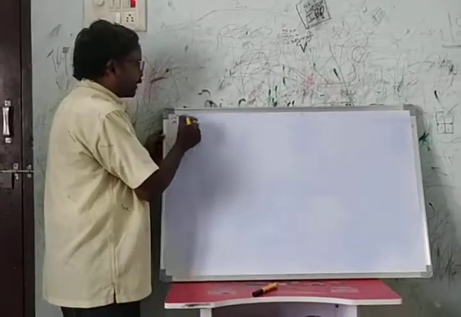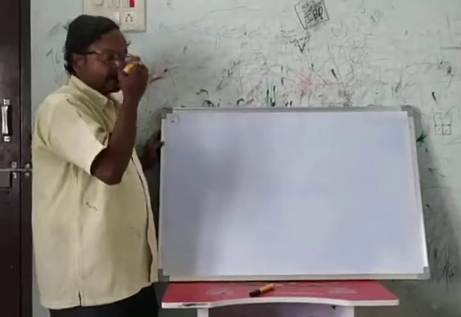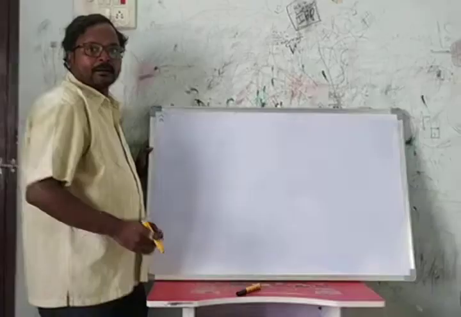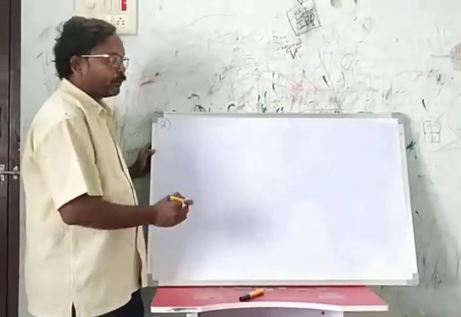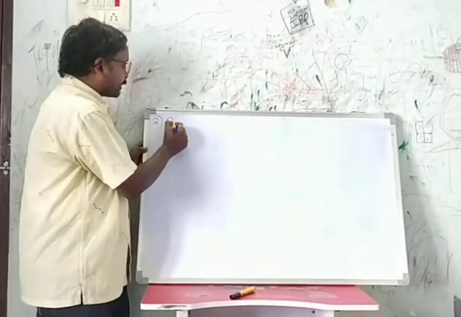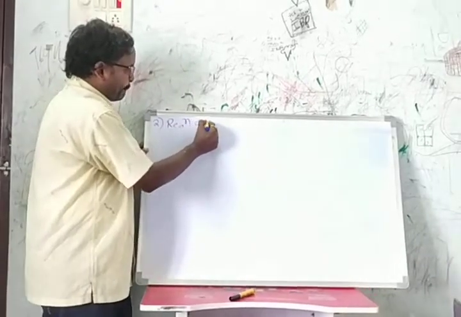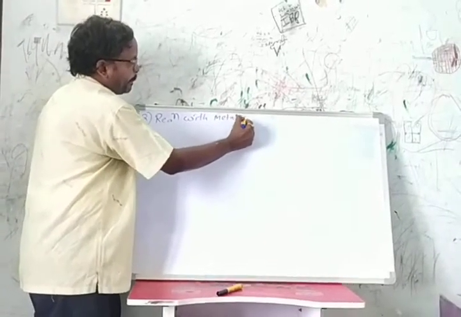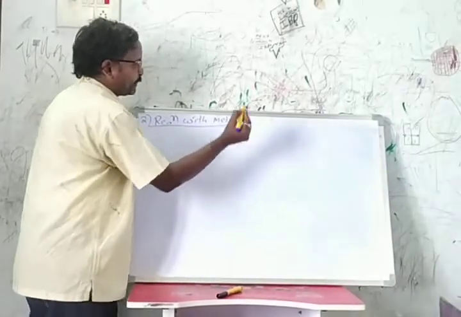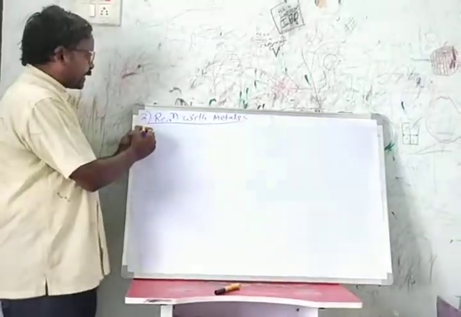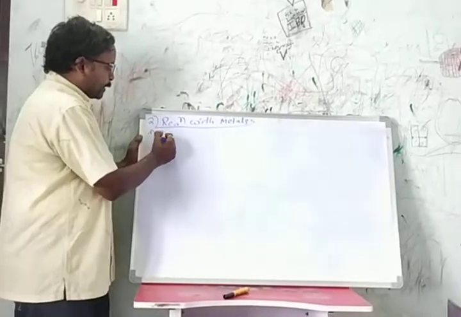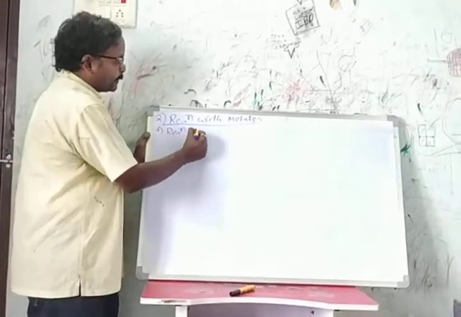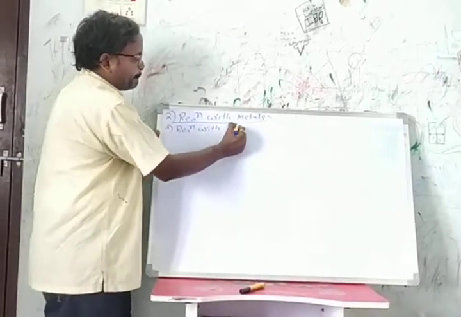Next, the second chemical property of haloalkanes and haloarenes is reaction with metals. First reaction is reaction with magnesium.